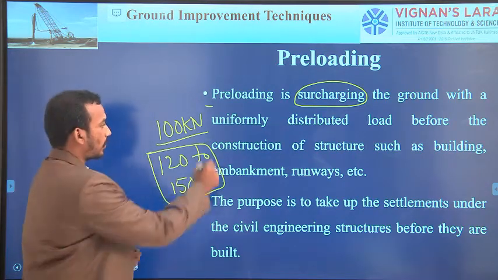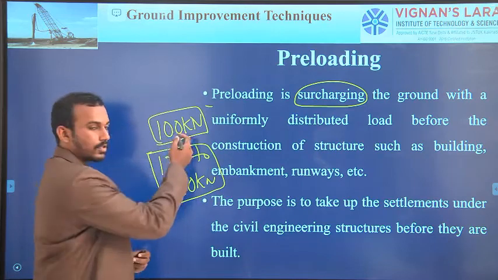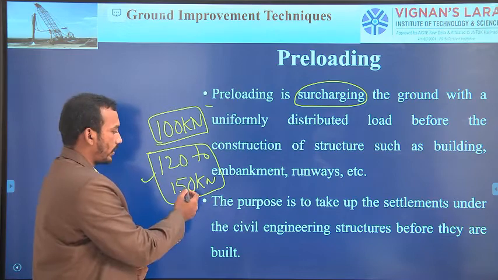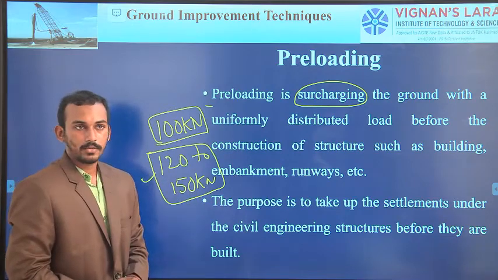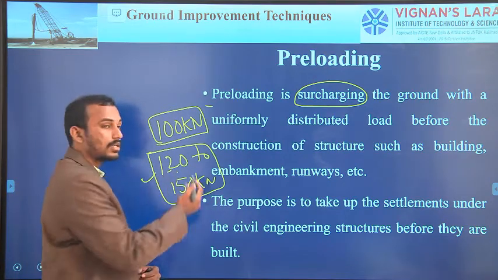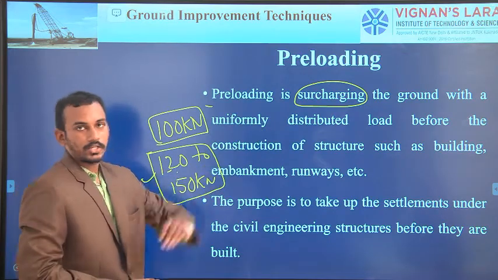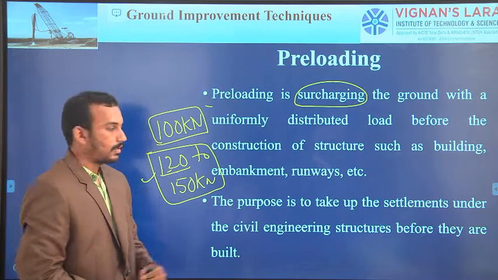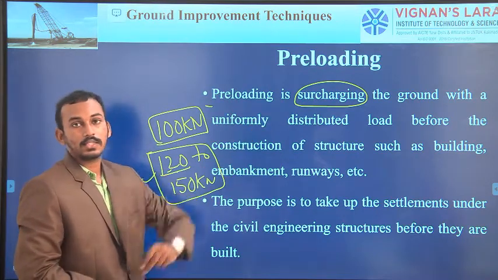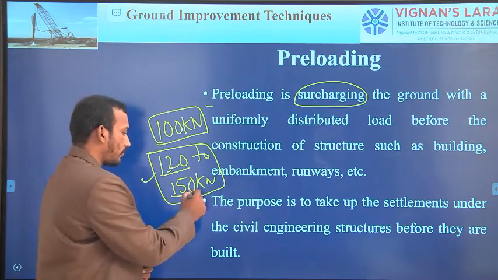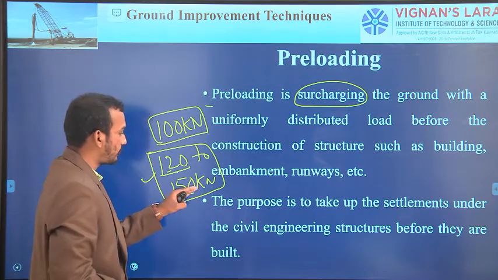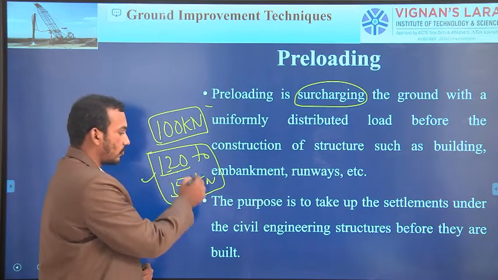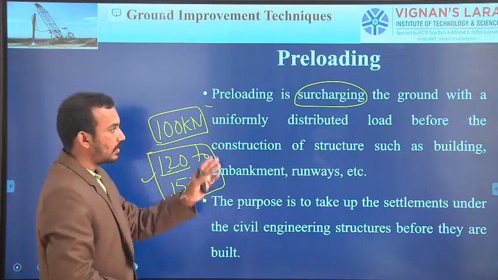This is the load coming from the original structure. Before the original structure we are applying excessive load on the soil, about 120 to 150 kilonewtons. The load more than the original load is known as surcharging. Here we are applying 20 kilonewton excess load. That 20 kilonewton is known as surcharge load. Or else if we apply 150 kilonewtons, which is 50 kilonewton more than the original structure load, that excessive 50 kilonewton is known as surcharge load.